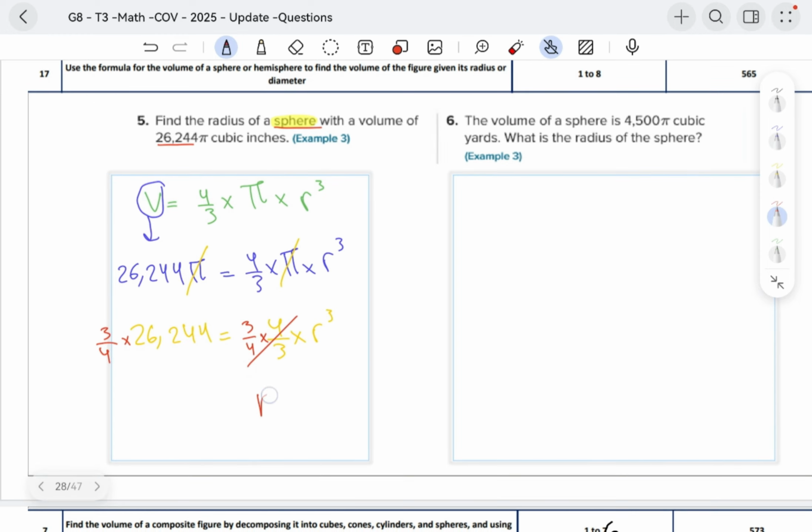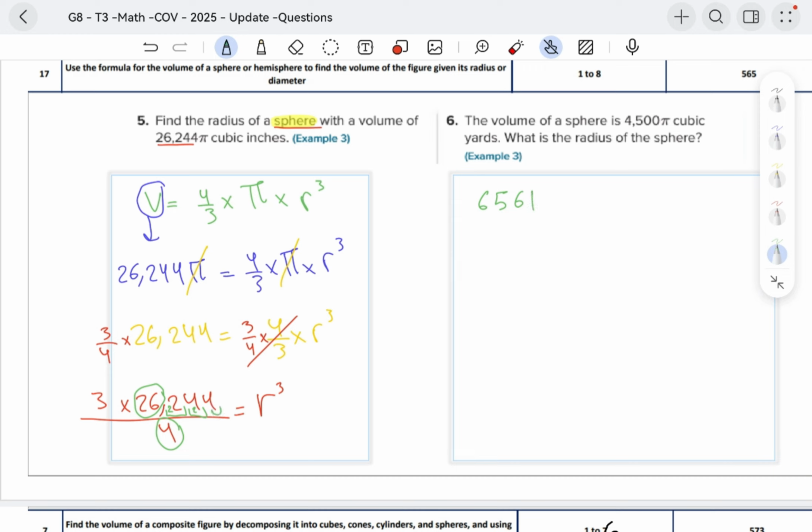Simplify. We're going to have radius cubed equals 26,244 times 3 and divided by 4. I'm going to divide by 4 first, and then we're going to multiply by 3. 26 divided by 4 is 6, because 6 times 4 is 24, and the remainder is 2. Now 22 divided by 4 is 5, because 5 times 4 is 20, and the remainder is 2. 24 divided by 4 is 6, and there is no remainder. 4 divided by 4 is 1.